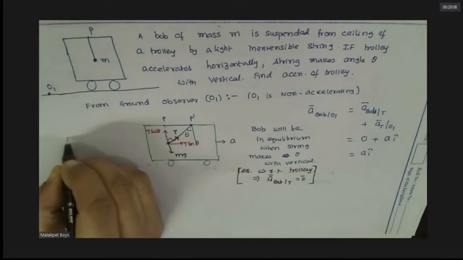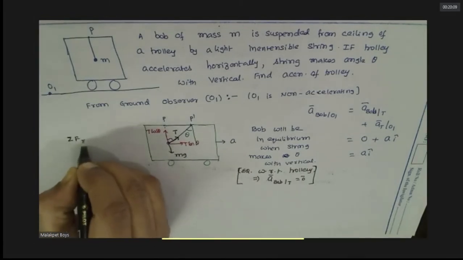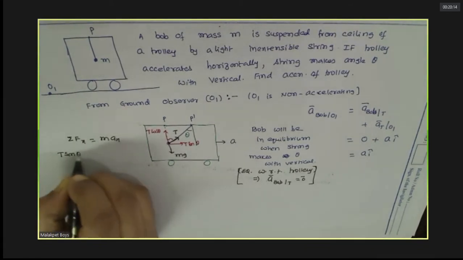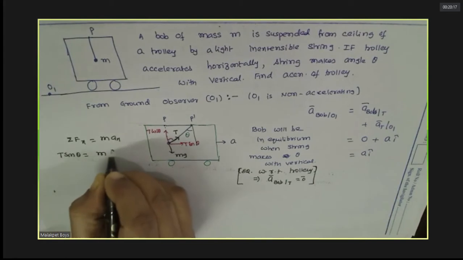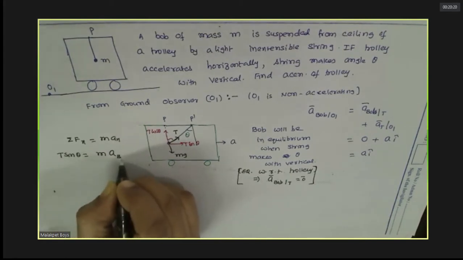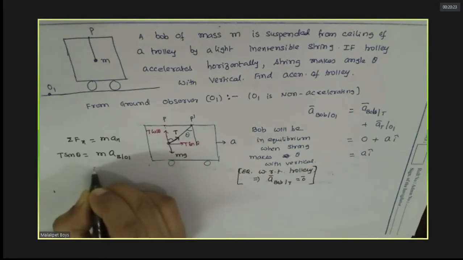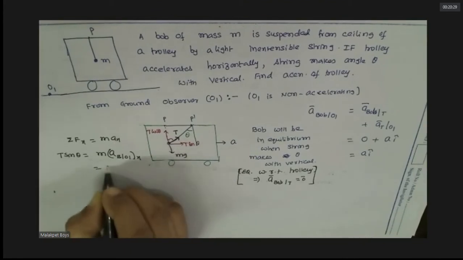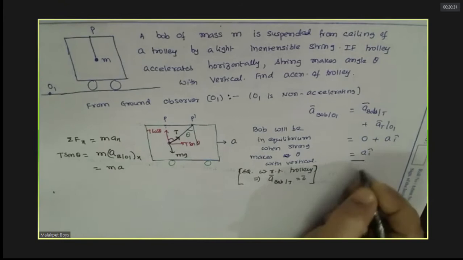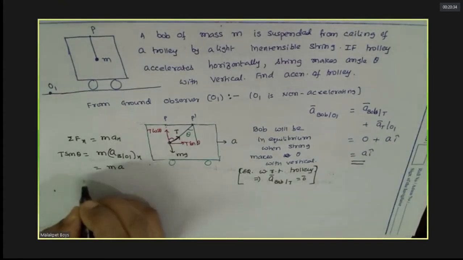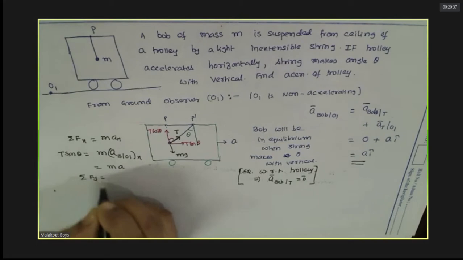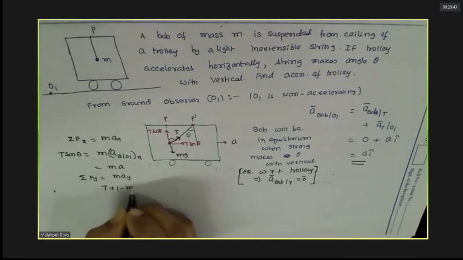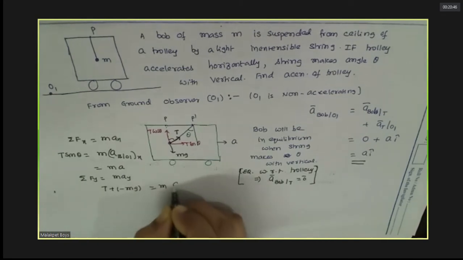Now he writes the equations. Sigma Fx equals m ax. Here T sin theta is the only force, equal to mass into the acceleration of the bob with respect to observer O. This is what we took. In the x direction there is nothing but ma. Did we get that? We need not take pseudo forces, because he is not having any acceleration.